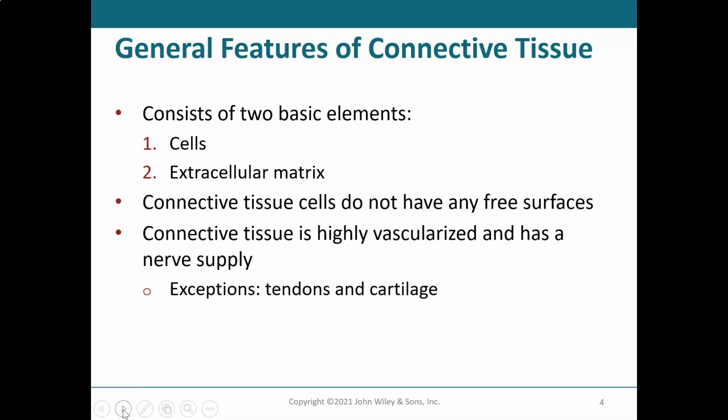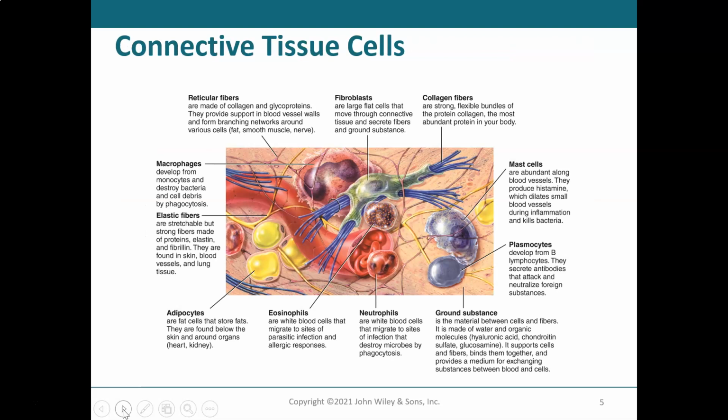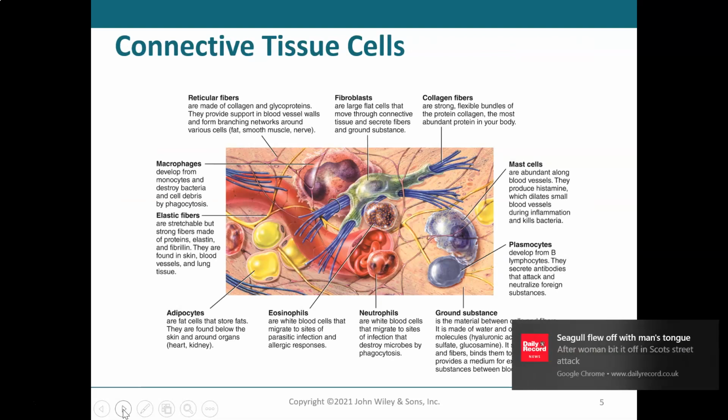Connective tissue is also highly vascular and has a nerve supply, with the exception of tendons and cartilage. And that's important for us as RMTs when we're actually dealing with clients that had, say, a tendinopathy, or perhaps they've had some sort of damage to the cartilage in the knee, for example. We know, because of the nature of these structures, that it's going to take a little bit longer for people to recover from that.